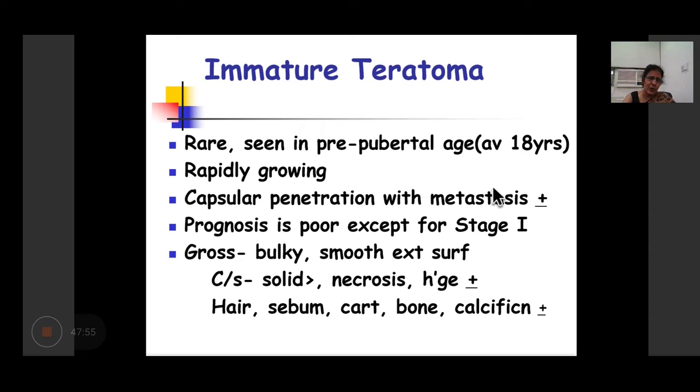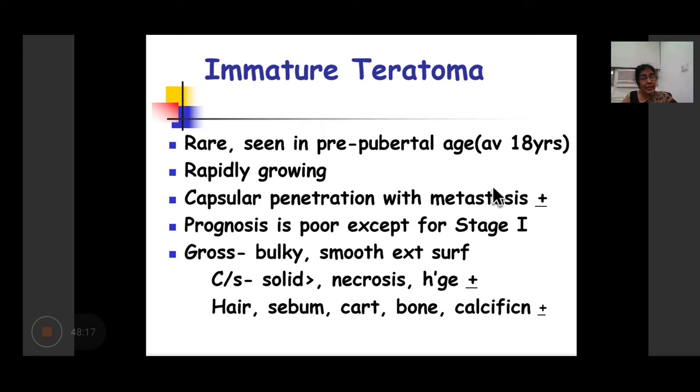So what is an immature teratoma? Immature teratoma, thankfully, is uncommon. It is seen in the prepubertal age group, but it grows rapidly. It has a poor prognosis. As compared to mature teratoma, where the only treatment required is removal of the tumor. There is no chemoradiotherapy required. It's a completely benign tumor, the mature teratoma in the ovary.